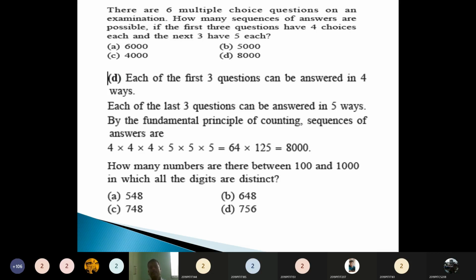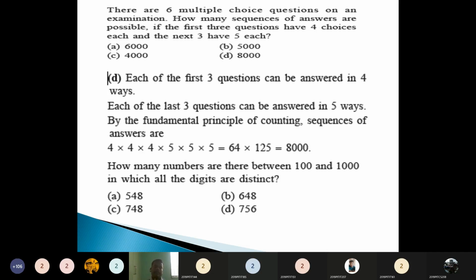Okay, total 6 multiple choice questions are there. The first 3 questions have 4 choices. Next 3 questions have 5 choices. In that, how many answer sequences are possible? So they don't know how many different ways they can answer.